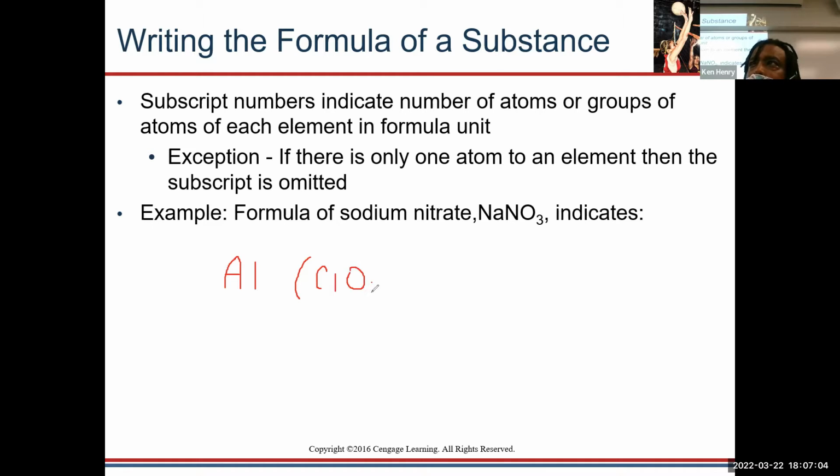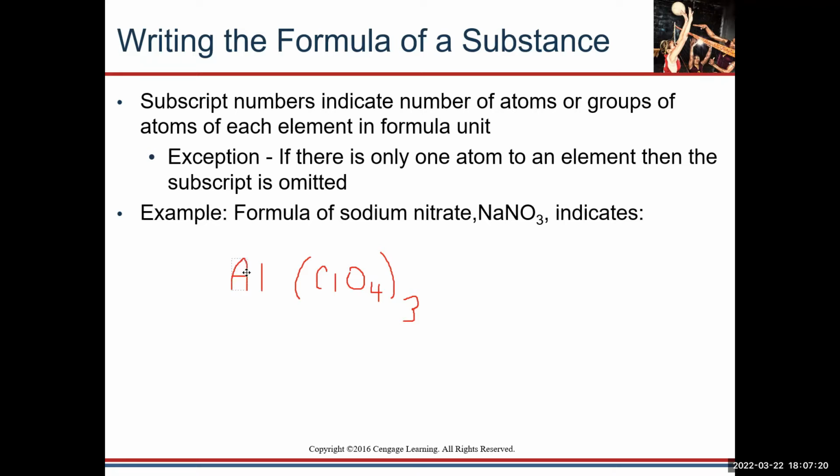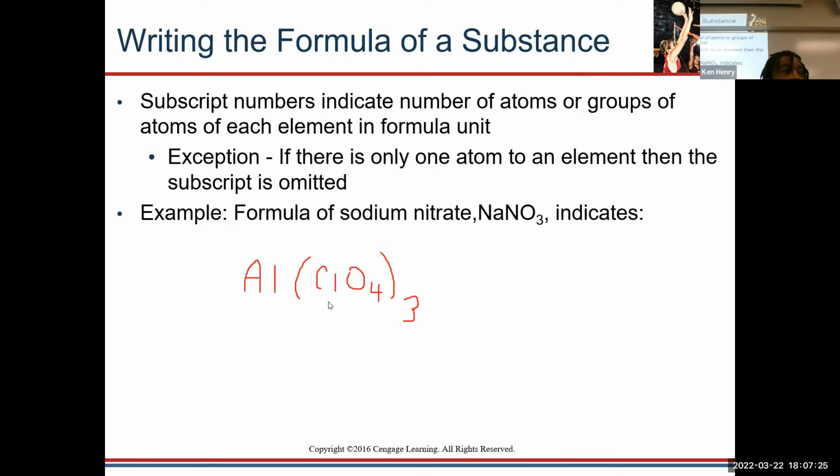So if we have something like this, what does this mean? It means there's 3 aluminum? No, 3 of the polyatomic ion. Oh, so 3 of the perchlorate. Okay, so there's 3 of the perchlorate. So that basically means that there's 3 of what's inside of there. Okay, so everybody remember that? Okay, good.